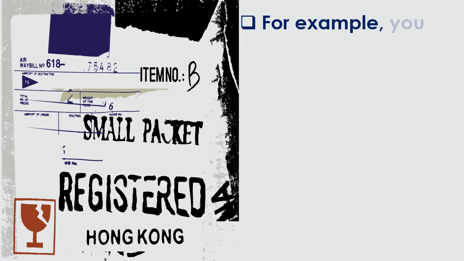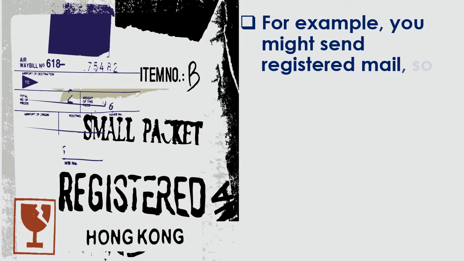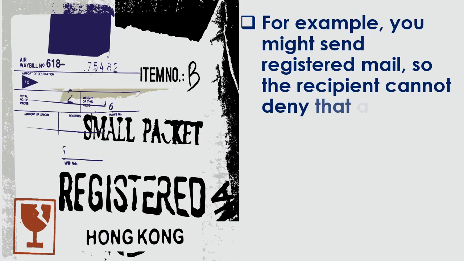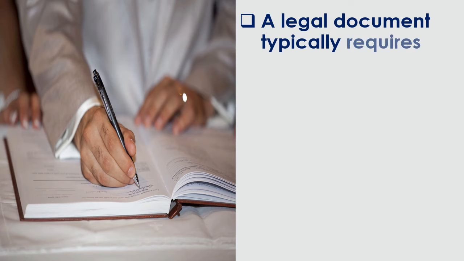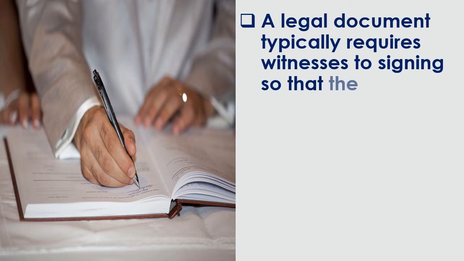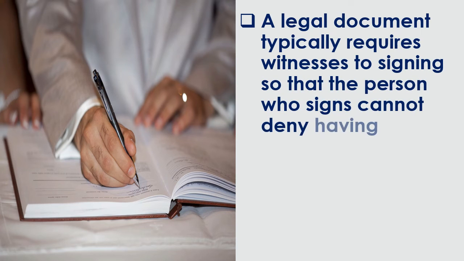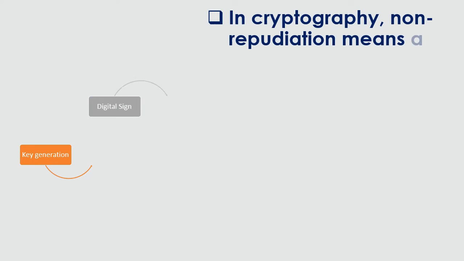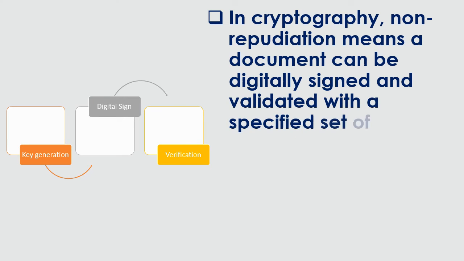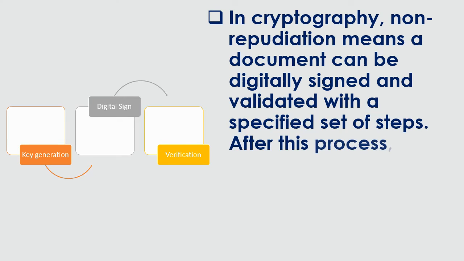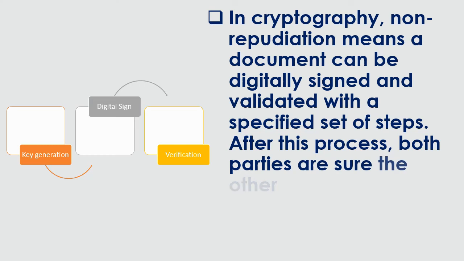For example, you might send registered mail, so the recipient cannot deny that a letter was delivered. A legal document typically requires witnesses to signing so that the person who signs cannot deny having done so. In cryptography, non-repudiation means a document can be digitally signed and validated with a specified set of steps. After this process, both parties are sure the other can't deny that they signed the doc.